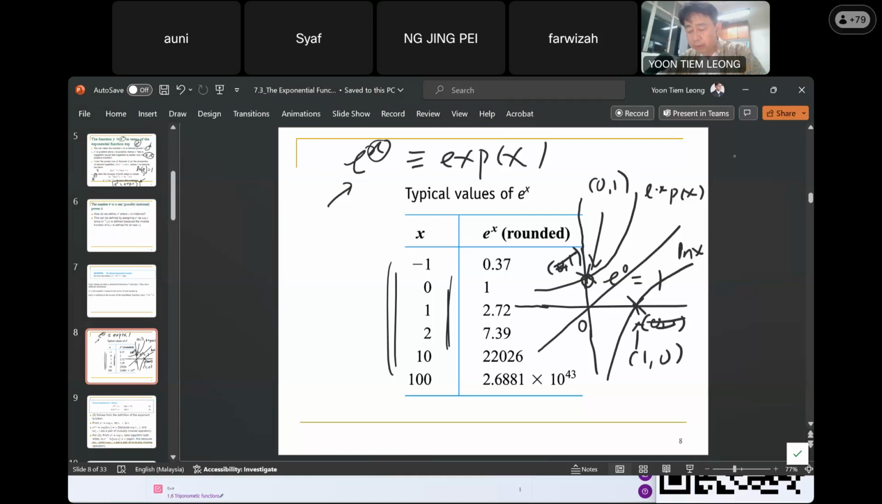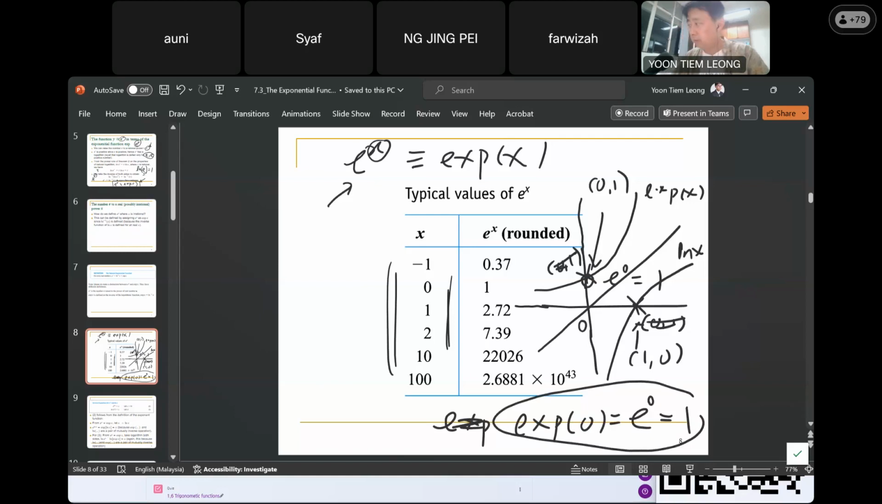So here you can see that exp of 0, which is the value of e raised to the power of 0, is just equal to 1. And this is coming from this point.